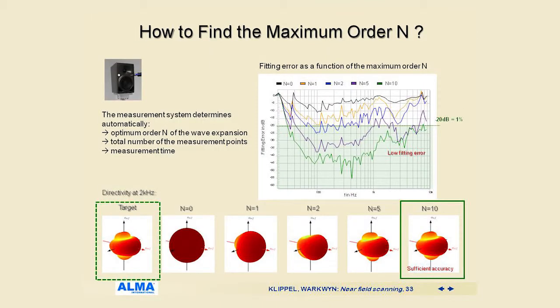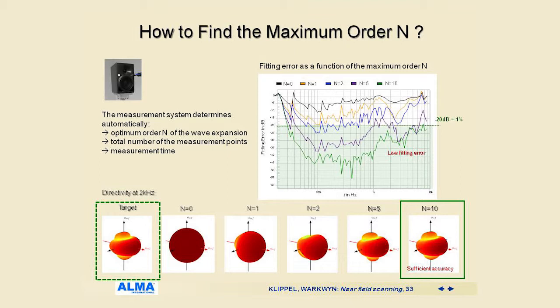How do we find the maximum order? The measurement system determines automatically the optimum order n of the wave expansion, total number of the measurement points, and the measurement time. We have a target directivity at 2 kilohertz, our level at 1% fitting error, and our order of 0. You can see that the fitting error is out of the acceptable, above the acceptable tolerance level of 1%.